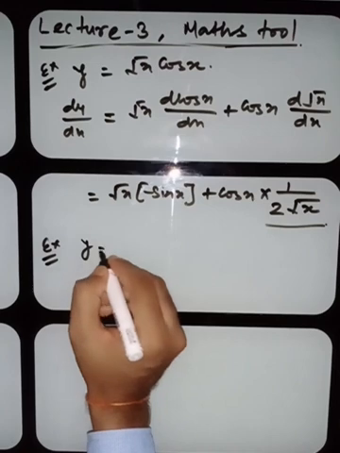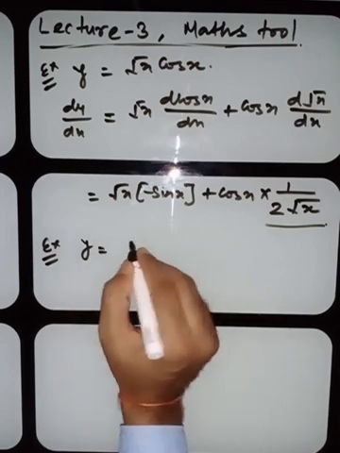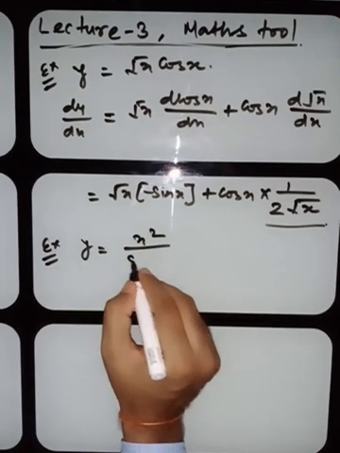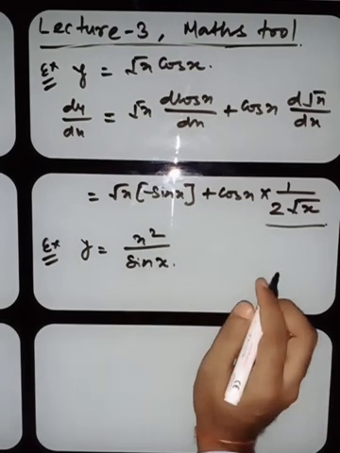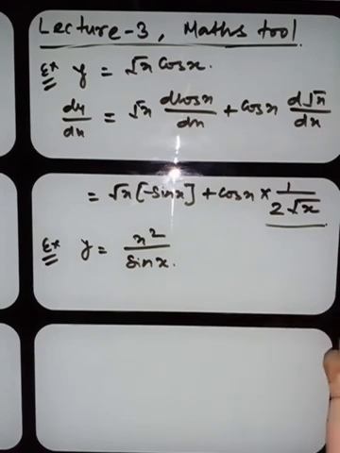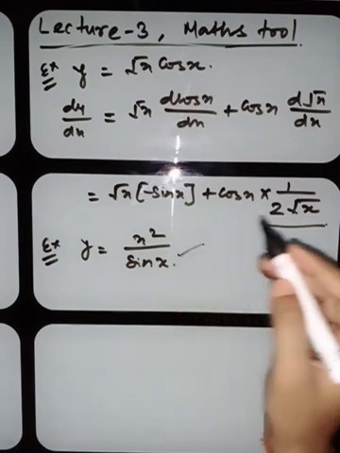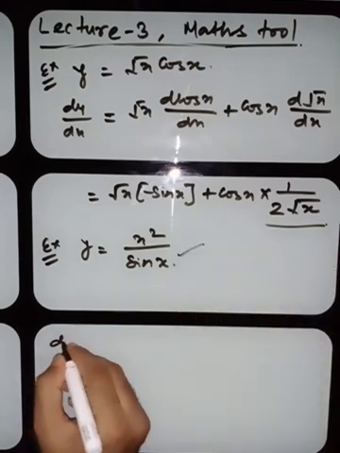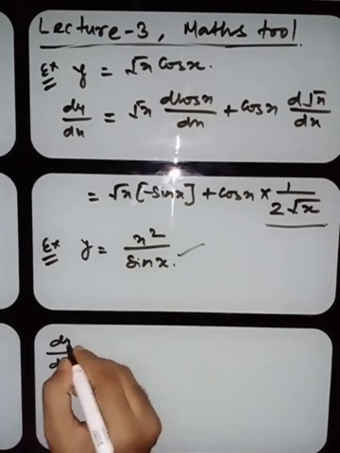Here y is x square over sin x. What will be the differentiation? Try to find out which formula you have to use. Yes, that of y equals u by v. That formula you have to use. So try to find dy by dx. Here the dy by dx.